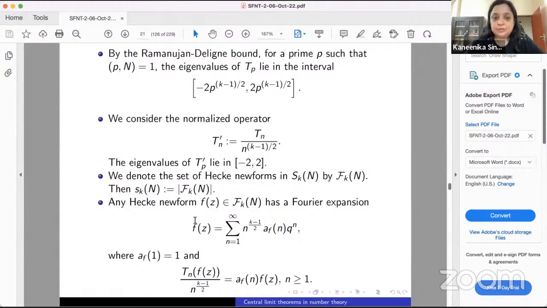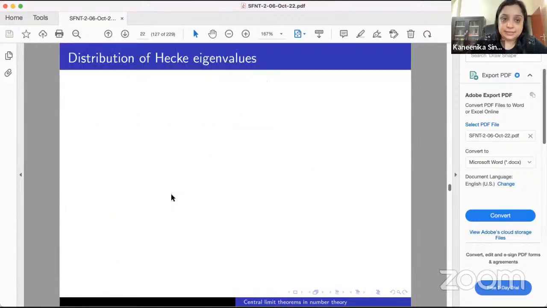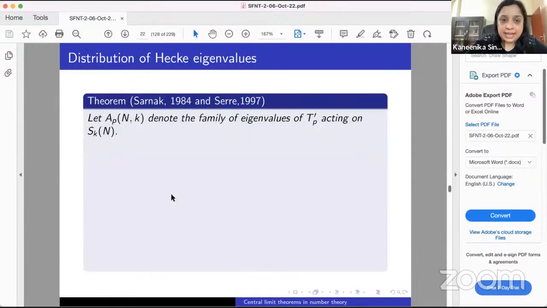The most fundamental fact we should remember is that these are finite dimensional vector spaces. Therefore, they have finite bases. We are considering a special type of basis where the basis elements have Fourier expansions, and the nth Fourier coefficient is an eigenvalue of the normalized nth Hecke operator. So every question that we ask for these Fourier coefficients can be interpreted as a question about eigenvalues of this very special class of operators acting on these spaces. So we ask questions about distribution of Hecke eigenvalues, and we've got these analogs of distribution theorems in this space as follows.